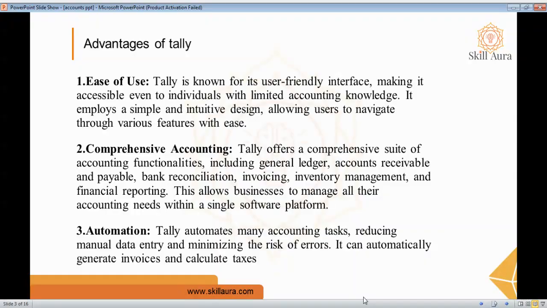The next one is comprehensive accounting. Tally offers a comprehensive suite of accounting functionality which includes general ledger, accounts receivable, payable, bank reconciliation, invoicing, inventory management, and financial reporting. Tally provides a complete accounting solution which covers all financial accounting, inventory management, and tax compliance.